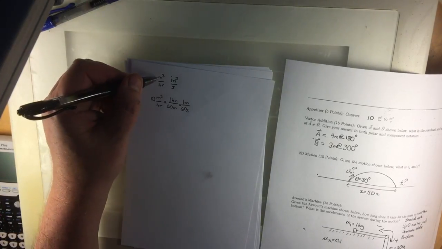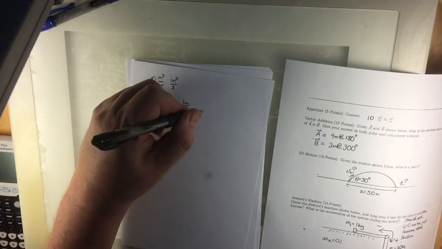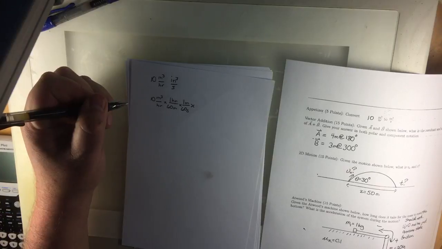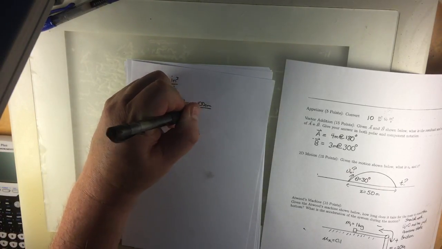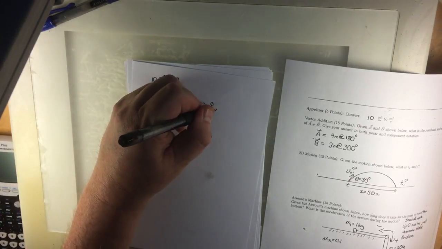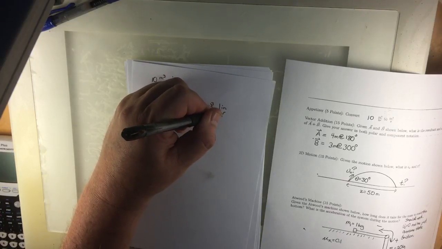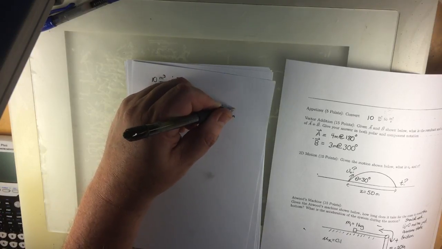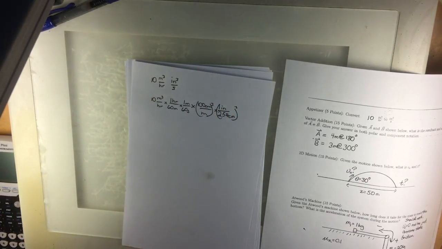The other thing is I have to convert a volume to a volume, cubic meters to cubic inches. These I do have to cube. 100 centimeters per meter cubed. 1 inch, 2.54 centimeters, cubed. And now we've got it.